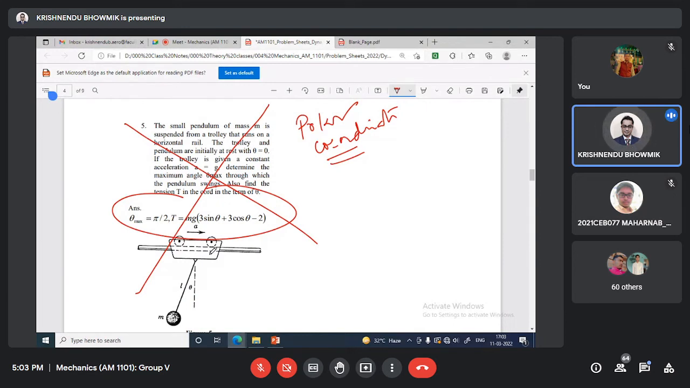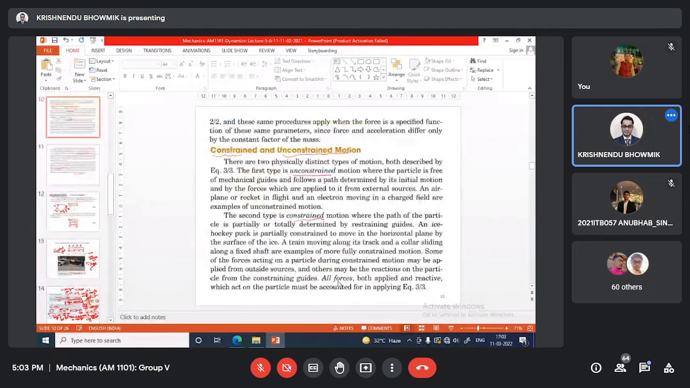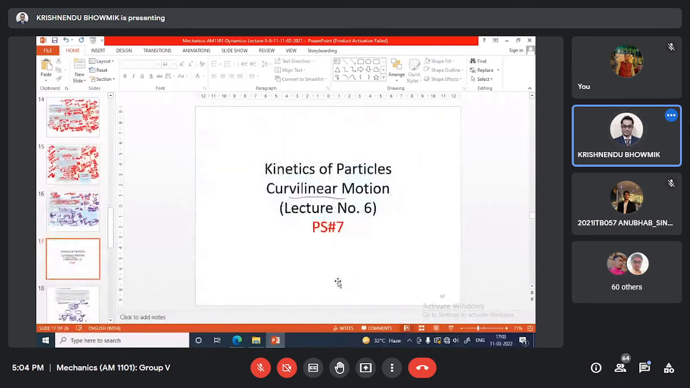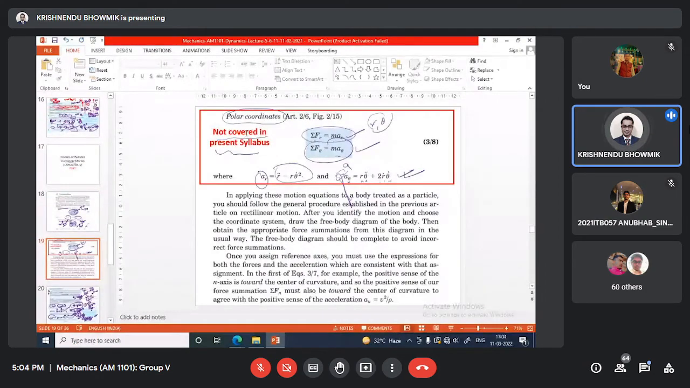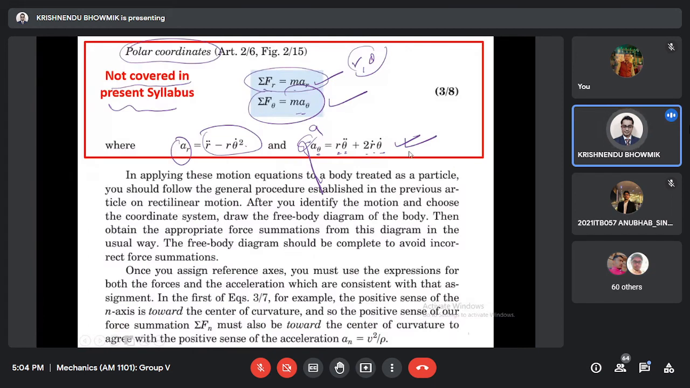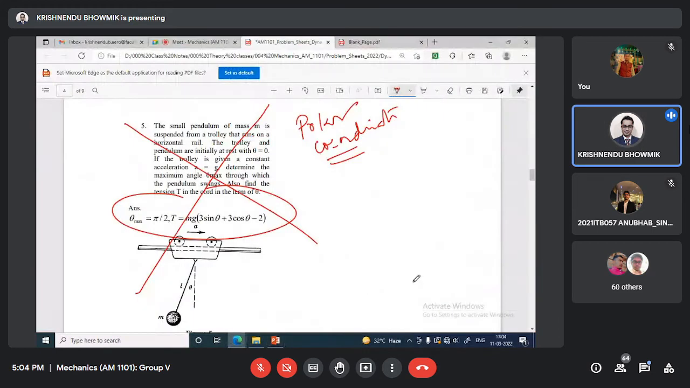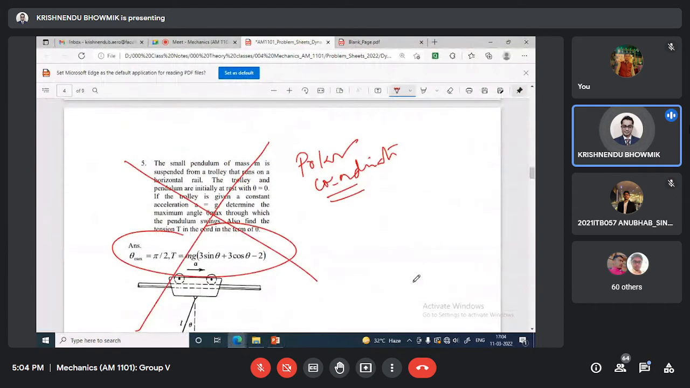By mistake it has come here, but here we have to utilize, as I am telling you, some polar coordinate things I have shown somewhere. Not covered in the syllabus. It has come by mistake there. You have to use these accelerations, but as I have not covered that, let it be excluded from the syllabus. Fine. That one problem will be excluded.